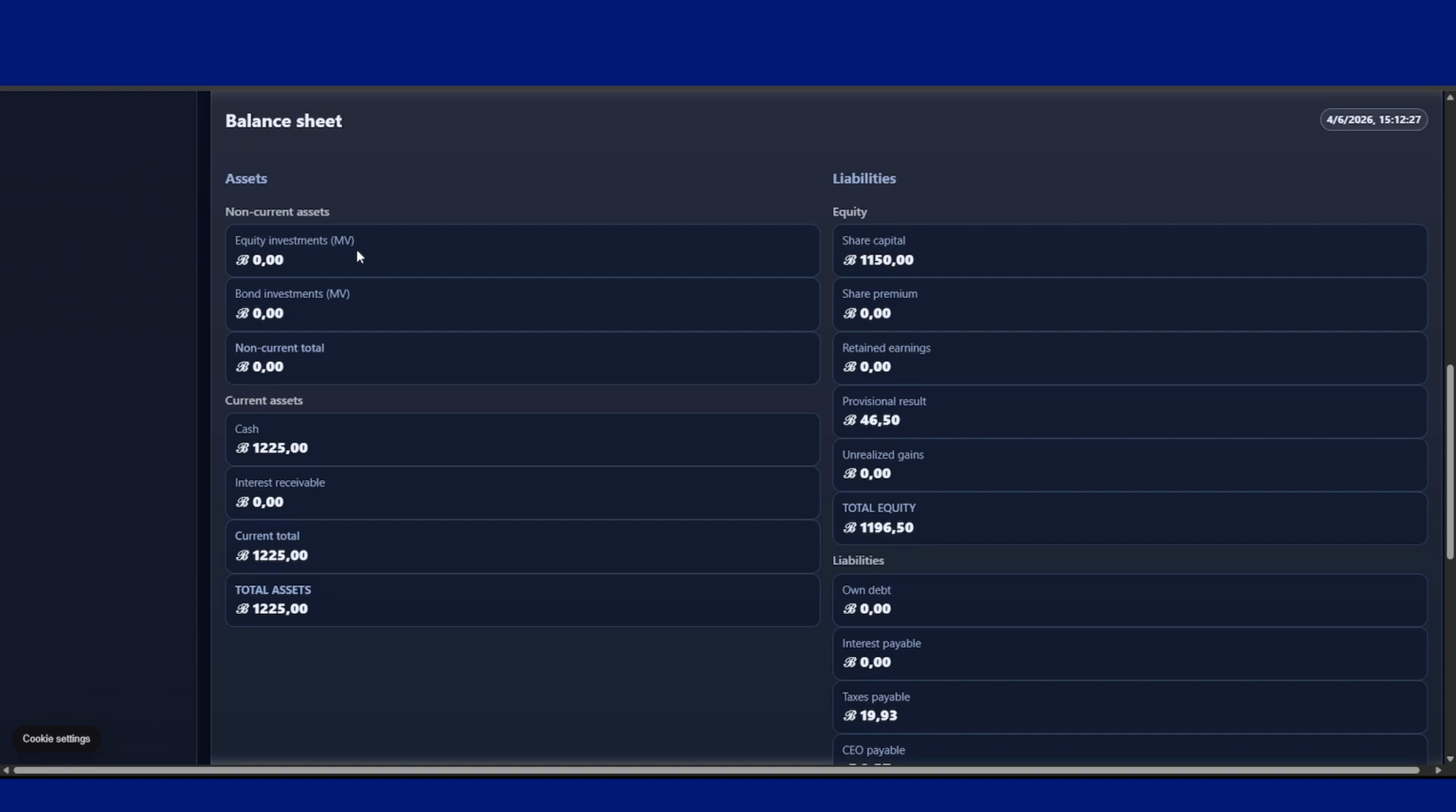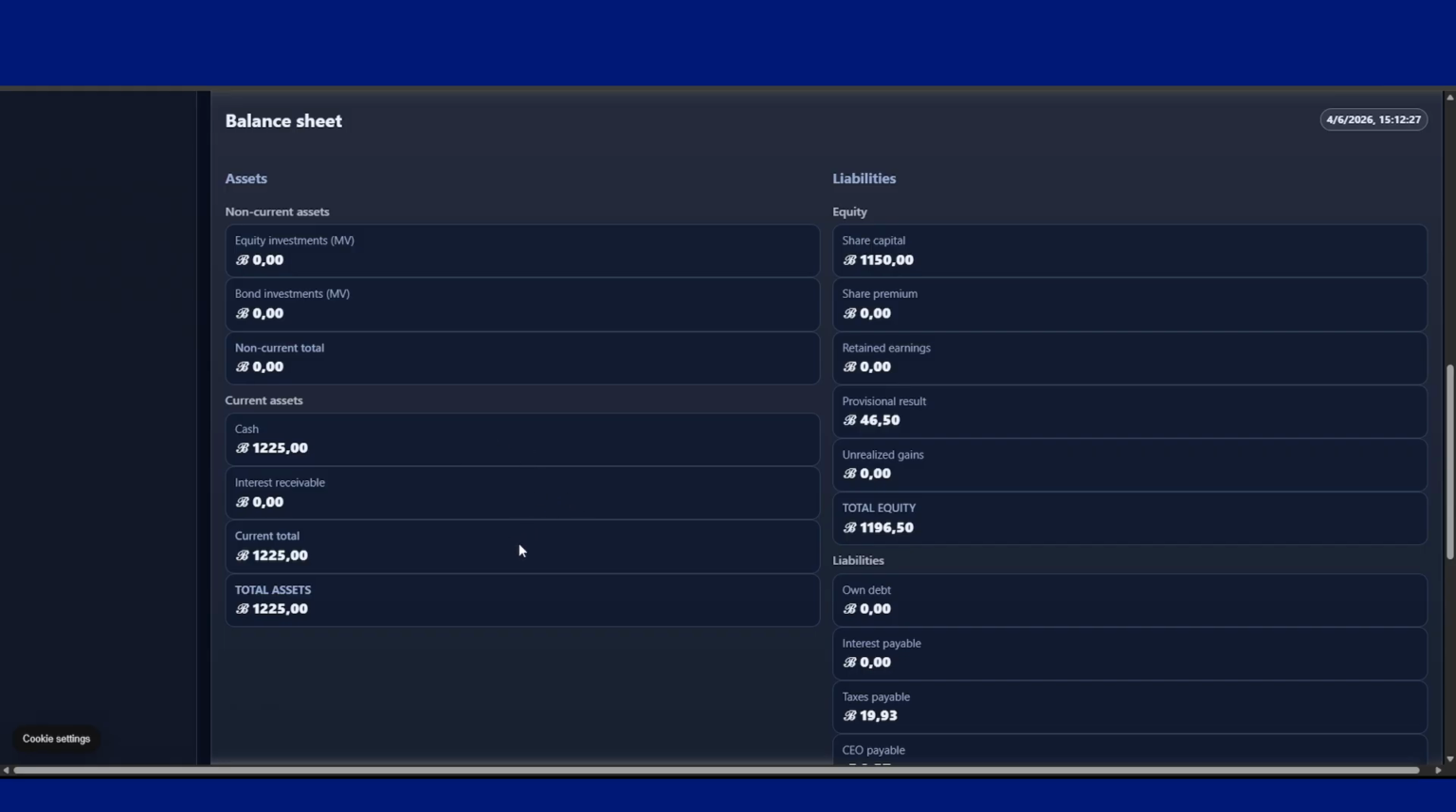Under non-current assets, you will find the company's investments valued at market price. For example, shares, bonds, or other financial assets held in the portfolio. Under current assets, you will see the company's current cash. You may also see interest receivable or cash reserves for payments that have already been committed.